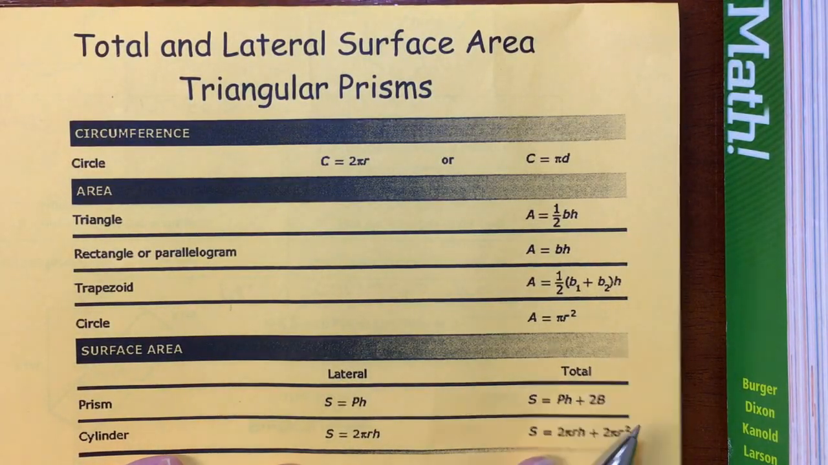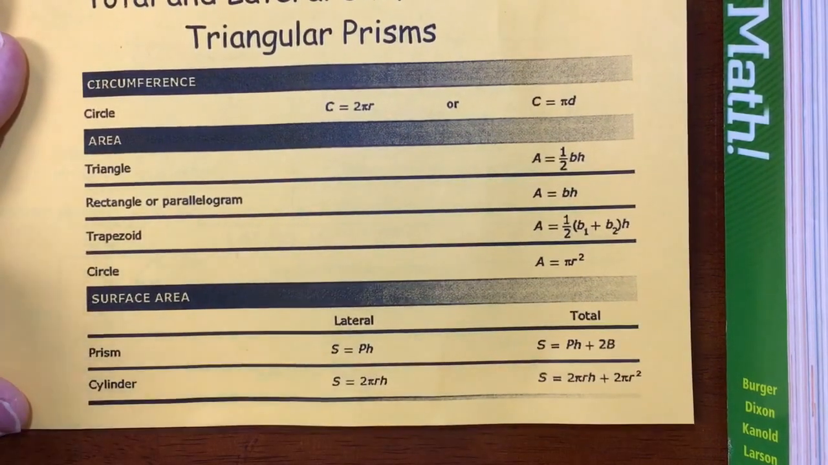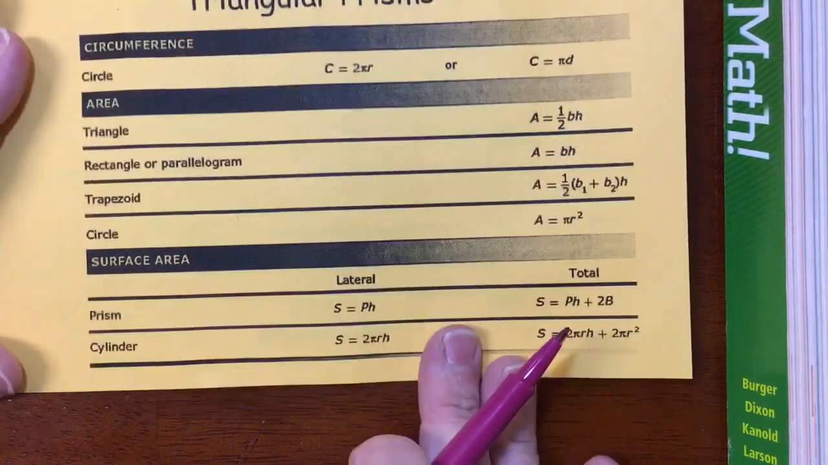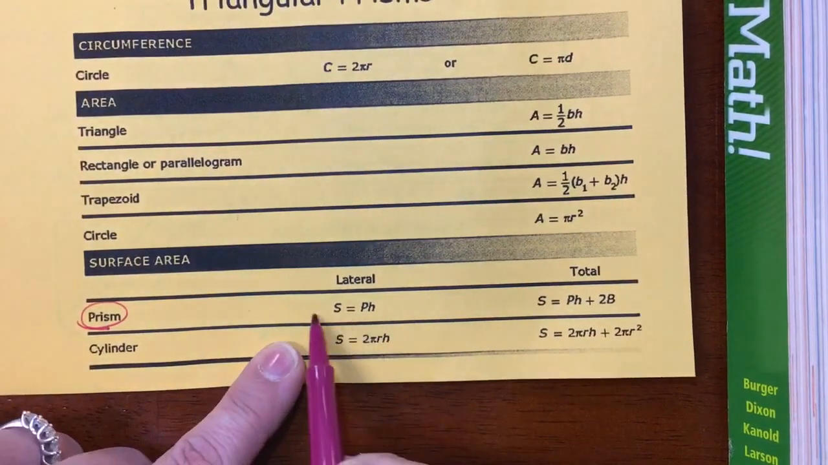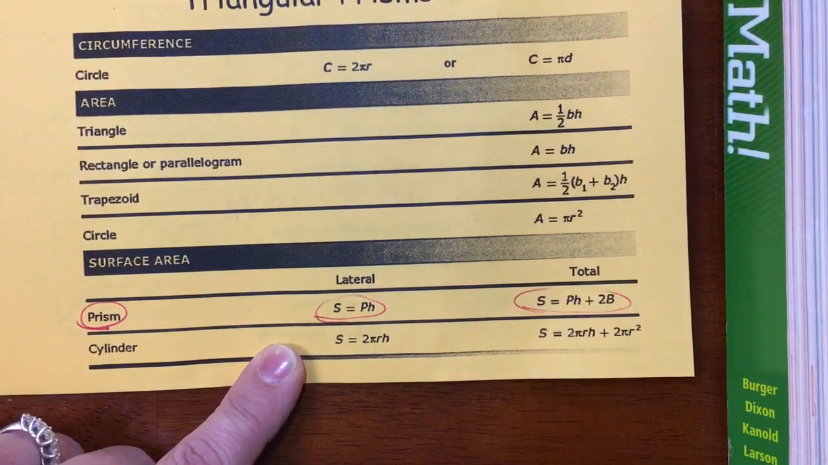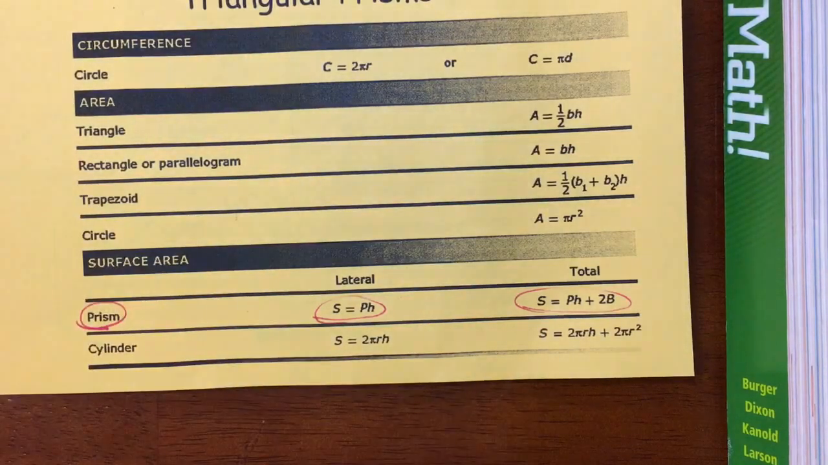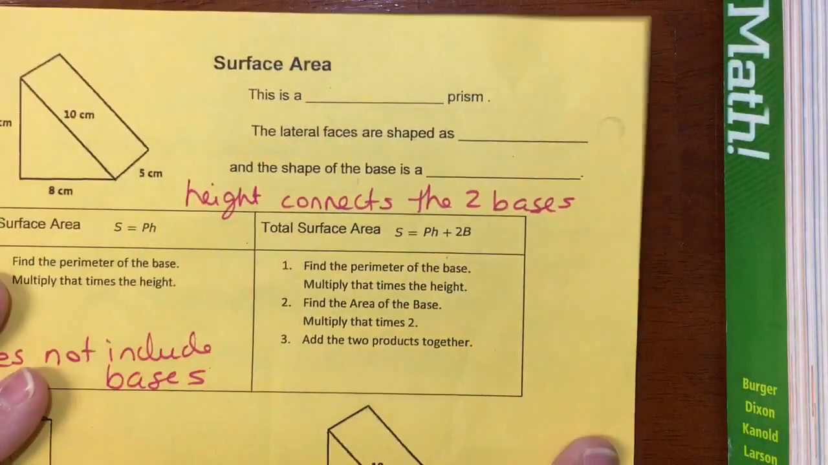Total and lateral surface area of triangular prisms. Again, you're going to need to use your reference material to locate your formulas. Surface area of prisms, we have our lateral formula and our total formula. So we're going to talk about triangular prisms.